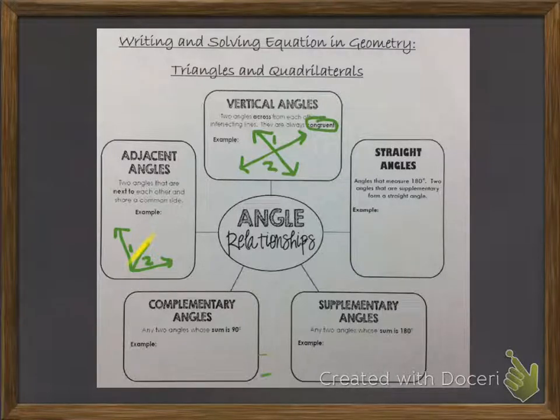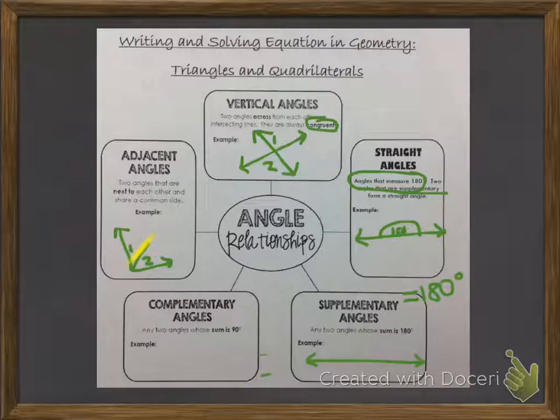Straight angles are angles that measure 180. Two angles that are supplementary, remember, supplementary angles equal 180 degrees, and form a straight line. So this is a straight angle, a straight line, and is 180 degrees. Then we have our supplementary angles, any two angles whose sum is 180. So we just said a straight line was 180 degrees, so we're going to use that.